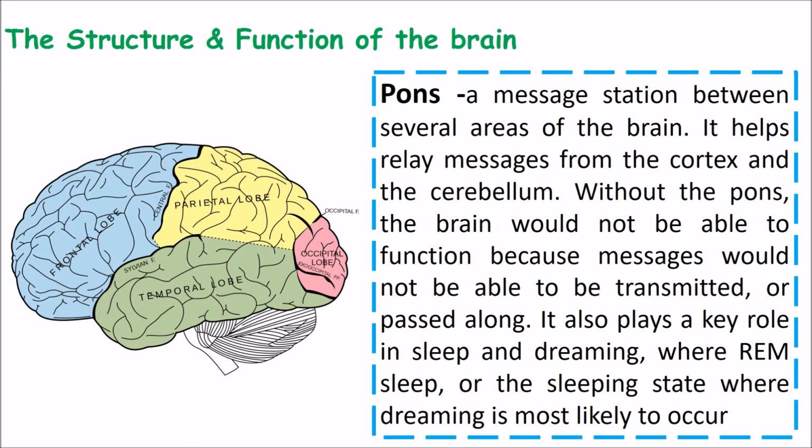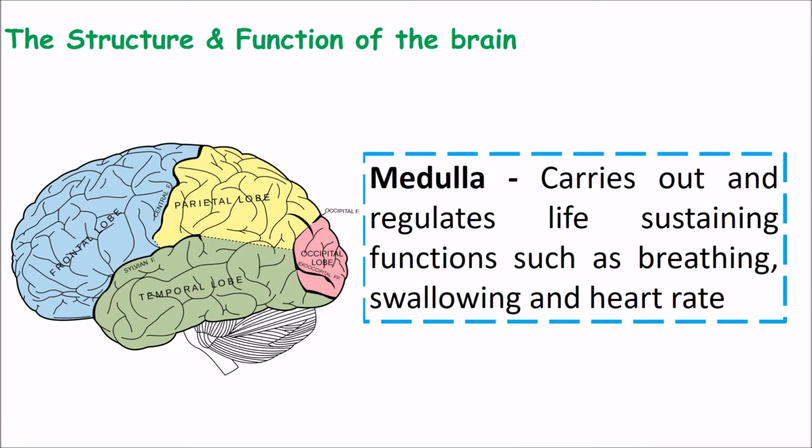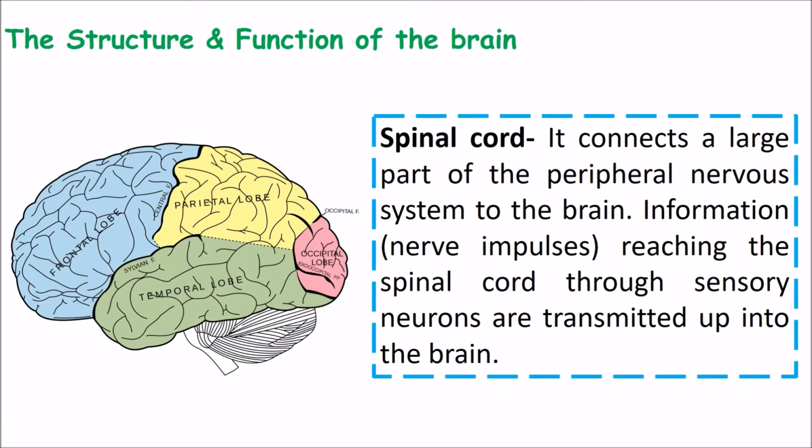The pons is situated between several areas of the brain. It helps relay messages from the cortex and the cerebrum. The medulla carries out and regulates life-sustaining functions such as breathing, swallowing, and heart rate. The spinal cord connects a large part of the peripheral nervous system to the brain.